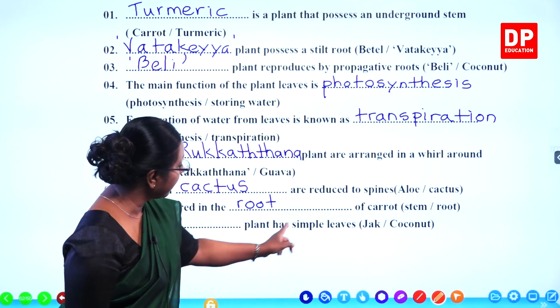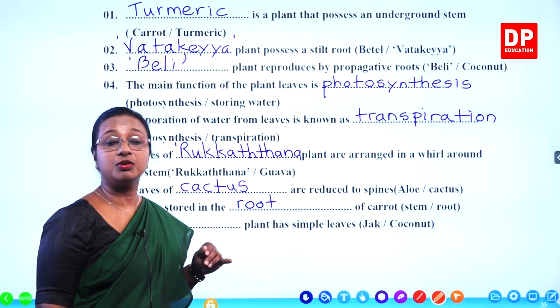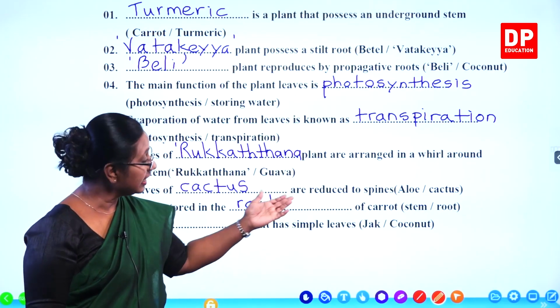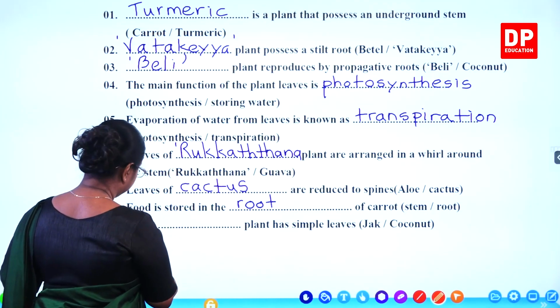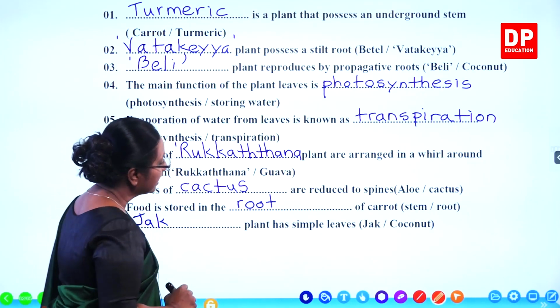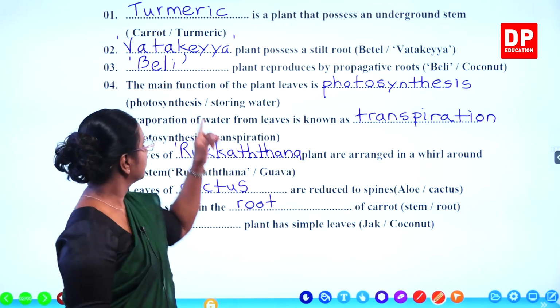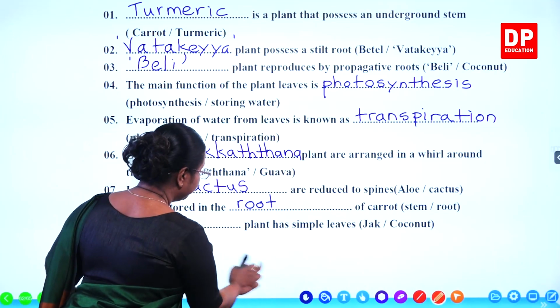And the last one, plant has simple leaves, jack or coconut. Jack has simple leaves, coconut has compound leaves. You know that. So, jack plant has simple leaves. So, I'll go through the answers again.